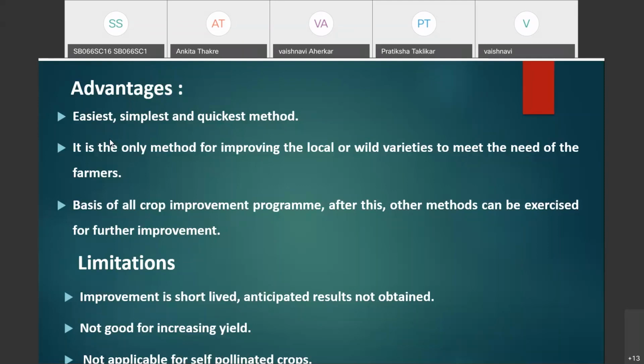Okay, that is another reason that method is not good for increasing yield. We cannot distinguish the characters owing to the environmental variability and the genetic constitution. Okay, then another reason it is not good for increasing yield is there is no control on pollination. That's why the selected plants may get pollinated by the superior or the inferior pollen grains. Okay, these are the three reasons. That's why this method is not considered good for increasing yield.